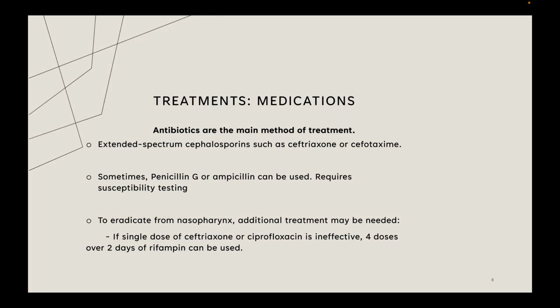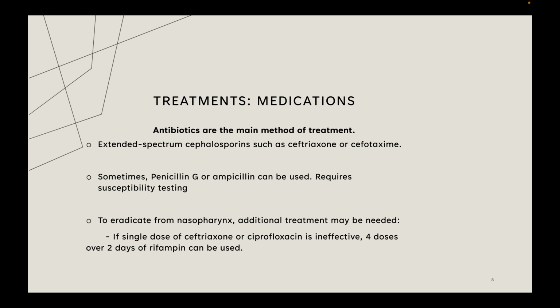Treatments for meningitis, the most common is antibiotics. Usually it's going to be an extended spectrum cephalosporin such as ceftriaxone or cefotaxime. On occasion, penicillin G or ampicillin may be used. However, susceptibility testing is needed because those two antibiotics do not always work for meningococcal meningitis.